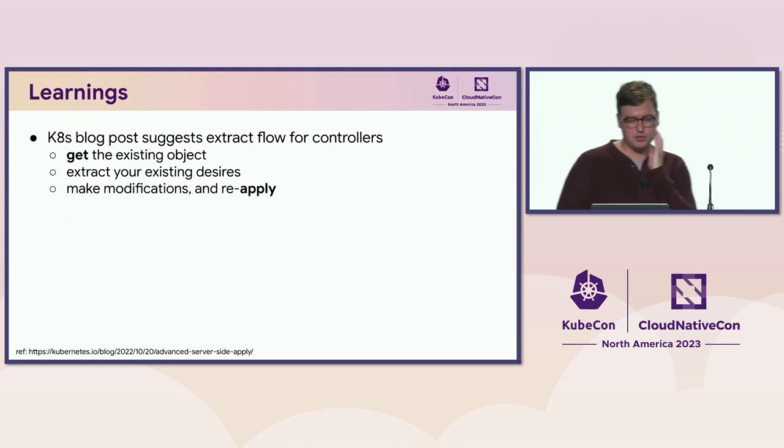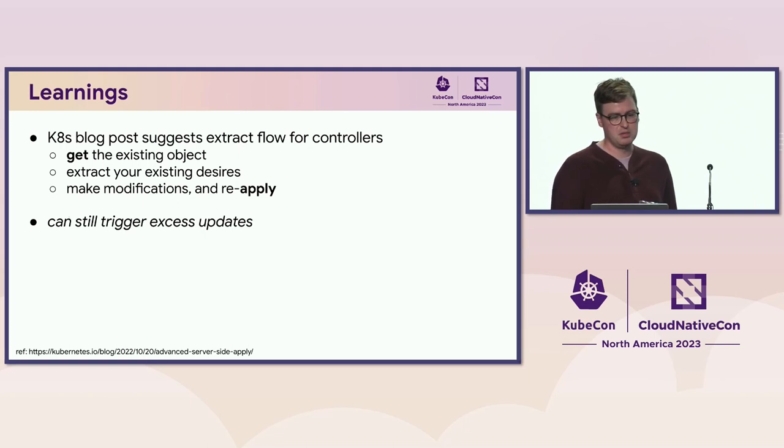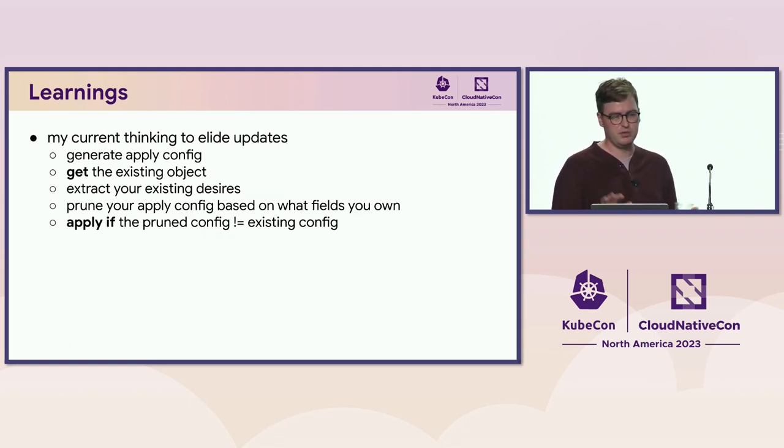Probably the other thing to talk about too is in the blog post, which I referenced here, which is great, what they're recommending as the control flow for controllers: get the resource, extract from that resource what your intention is because you're able to use the managed fields and the spec to figure out what you want, make the modifications and apply them again. But I don't think this solves Sasha's problem of the excessive updates. So this is where I'm currently thinking about what's the best way to get around this problem. This is me musing now.